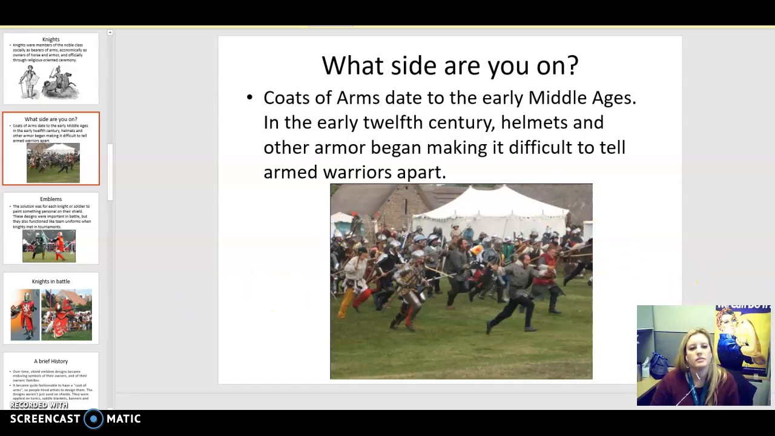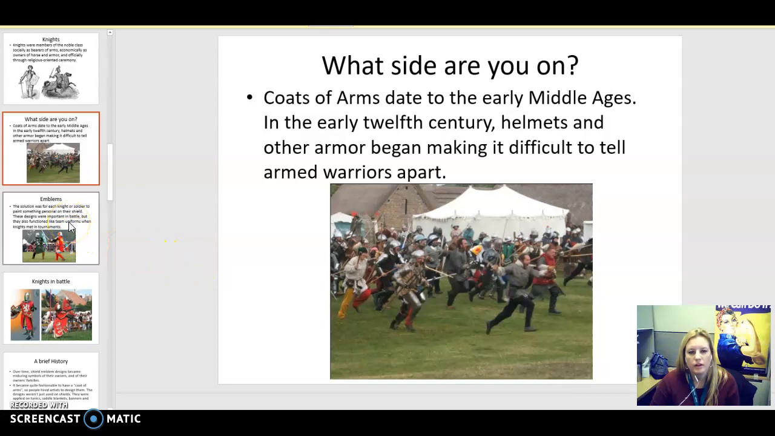I want to ask you a question to get this lesson started. What side are you on? That's the question during a battle, when the knights were fighting each other. Sometimes it got hard to tell who was on whose side. So what did they come up with?